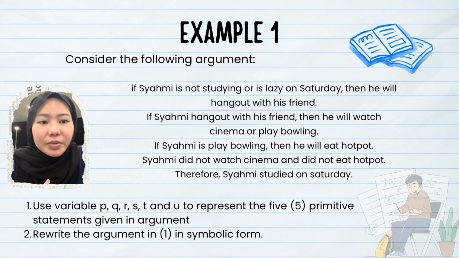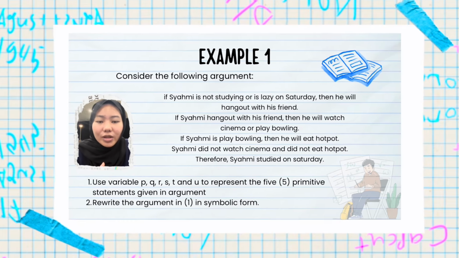First, use variables P, Q, R, S, T, and U to represent the 5 primitive statements given in the argument. Second, rewrite the argument in 1 in symbolic form.